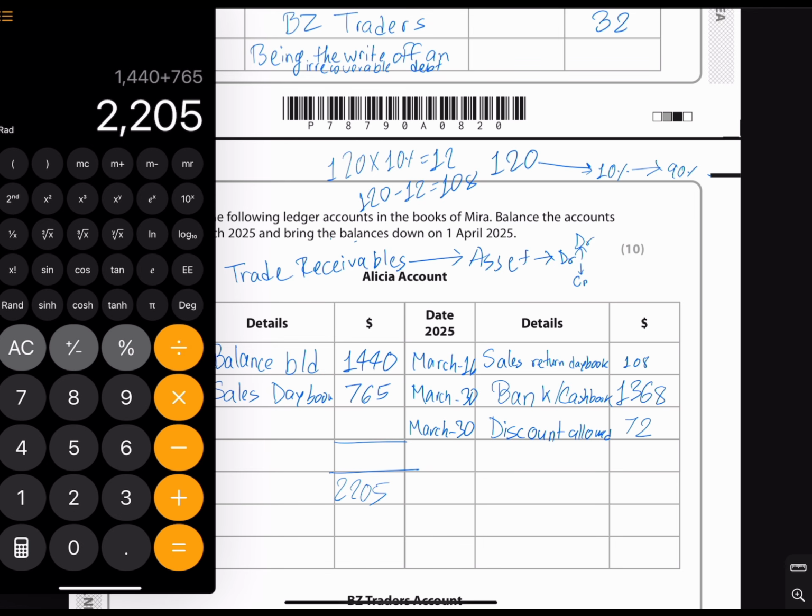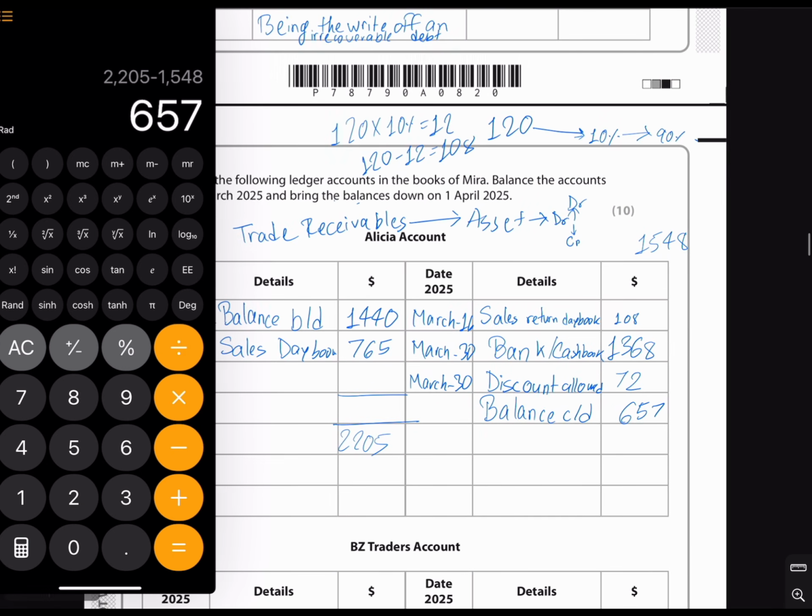2205. And on the right side we have 108 plus 1368 plus 72. So this side we have is 1548. So we have to find the difference. How do you find the difference? 2205 minus 1548. So the difference is 657. So that's balance CD on the right side. That's the amount. It's 657, and it's on March 31st, right?